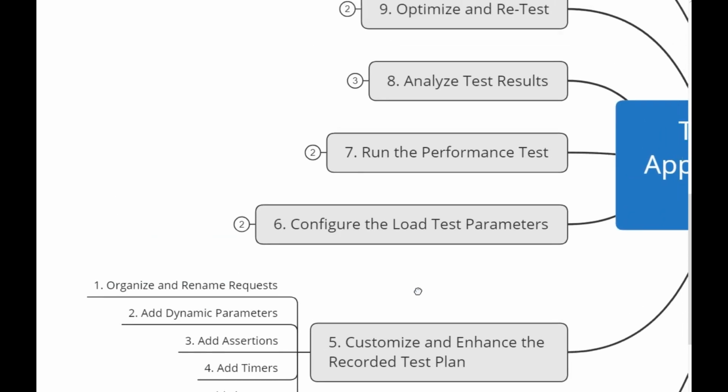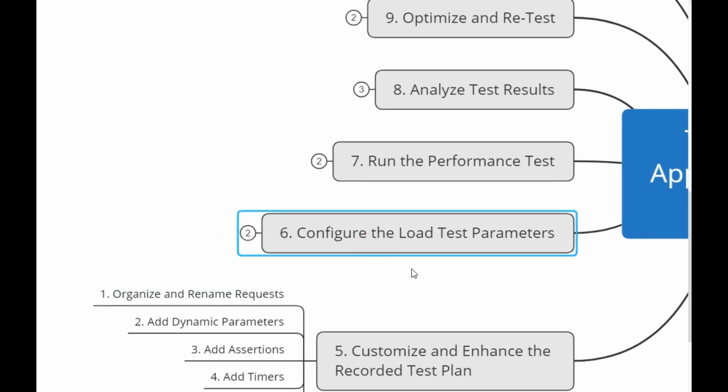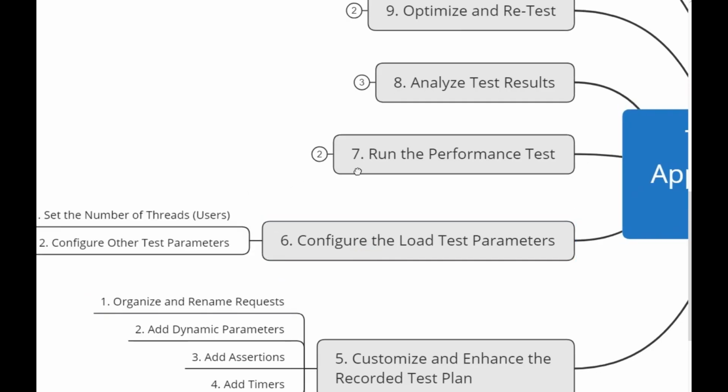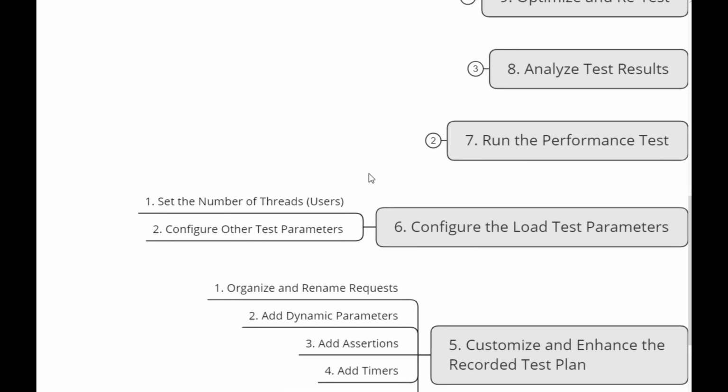After that, the next step is to configure the load test parameters. We need to set the number of threads, the number of concurrent users, and we need to configure other test parameters. In the thread group settings, specify the number of users, number of threads, the runtime, and loop count to define how the load will be generated.